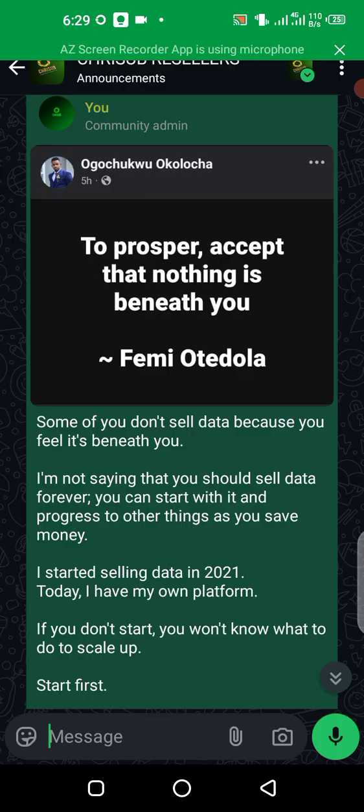Start selling data. Many people need data here and there. Many people are always running out of data, and some people can even stay without food to subscribe and come and laugh on the internet. You can maximize that to earn. Start somewhere. In 3 months, 4 months, you have raised money. This is free money. So this is a lot of money people are leaving on the table.